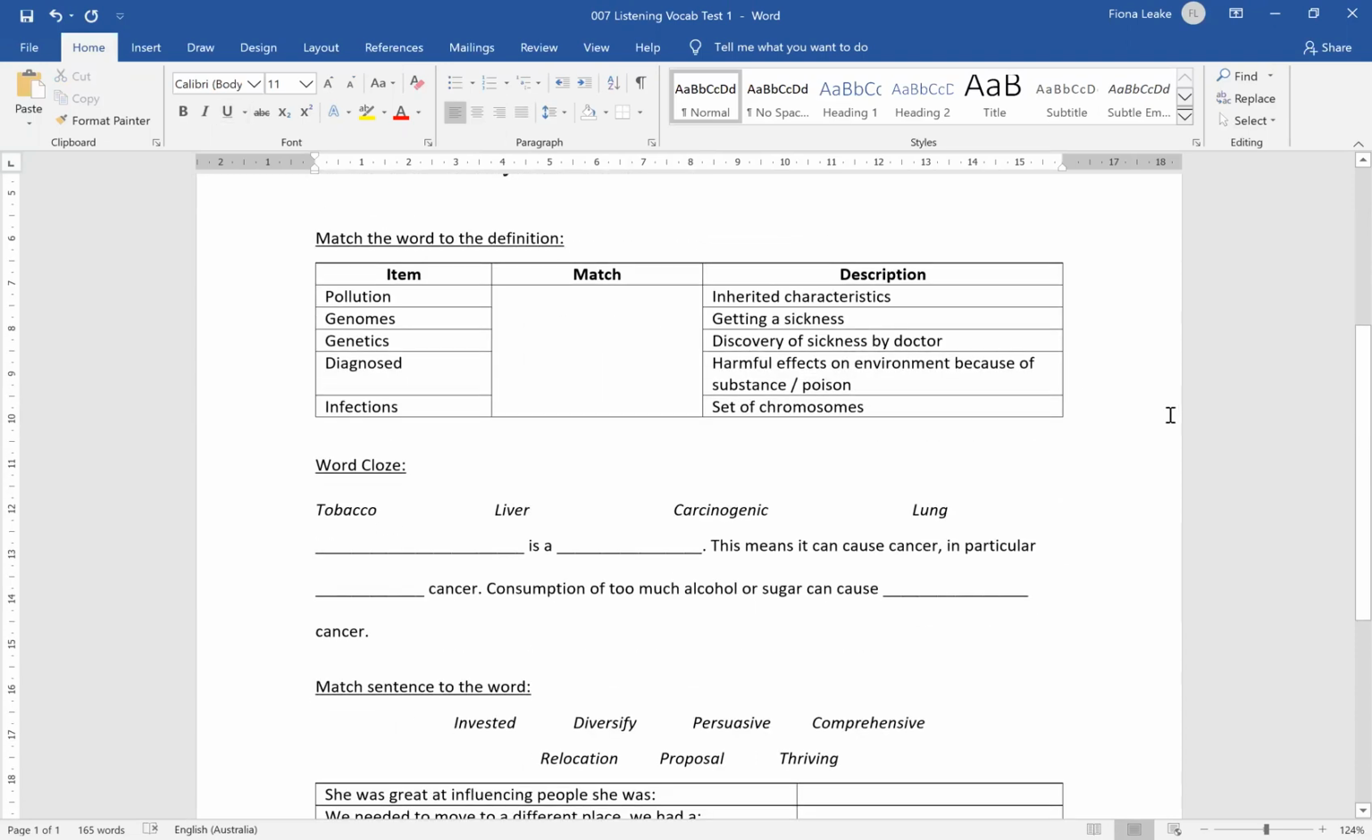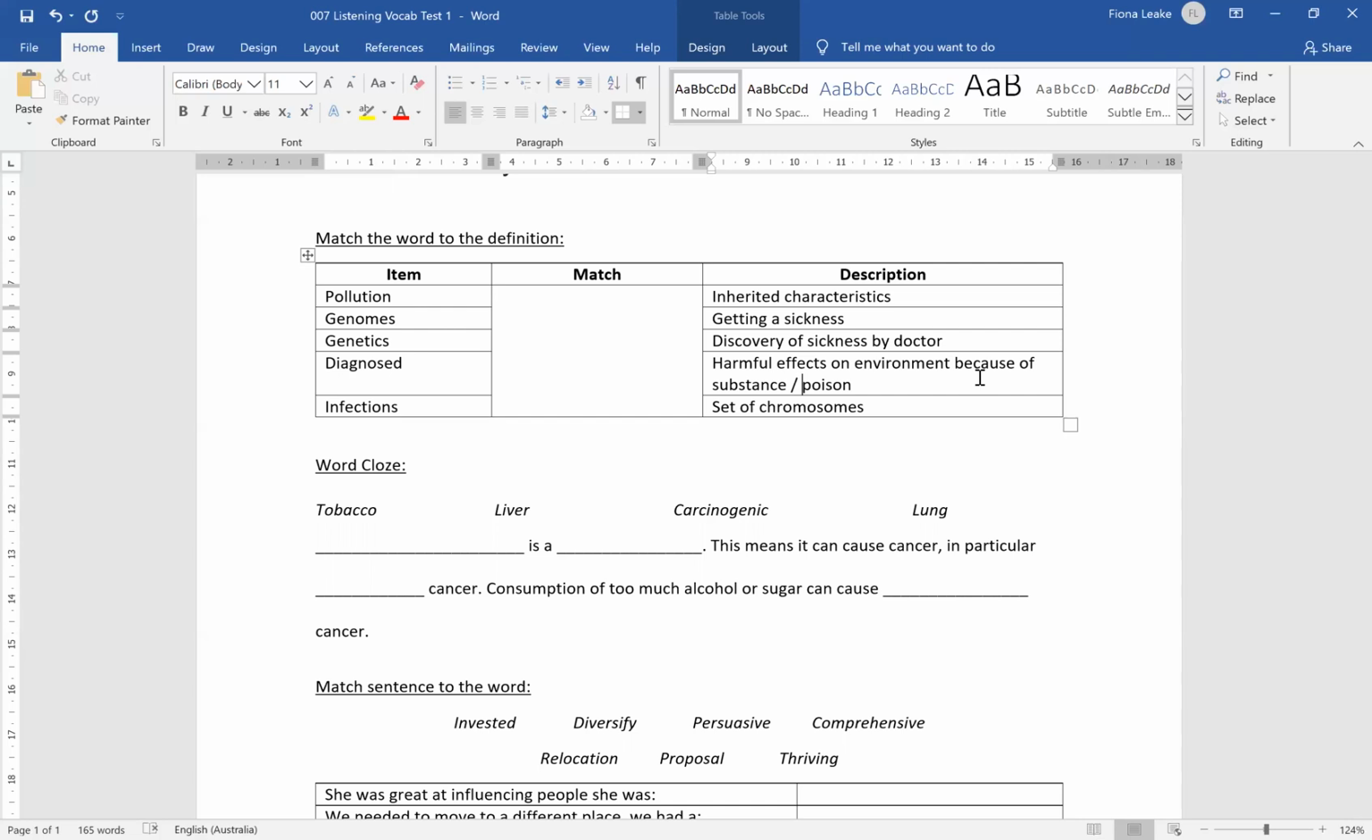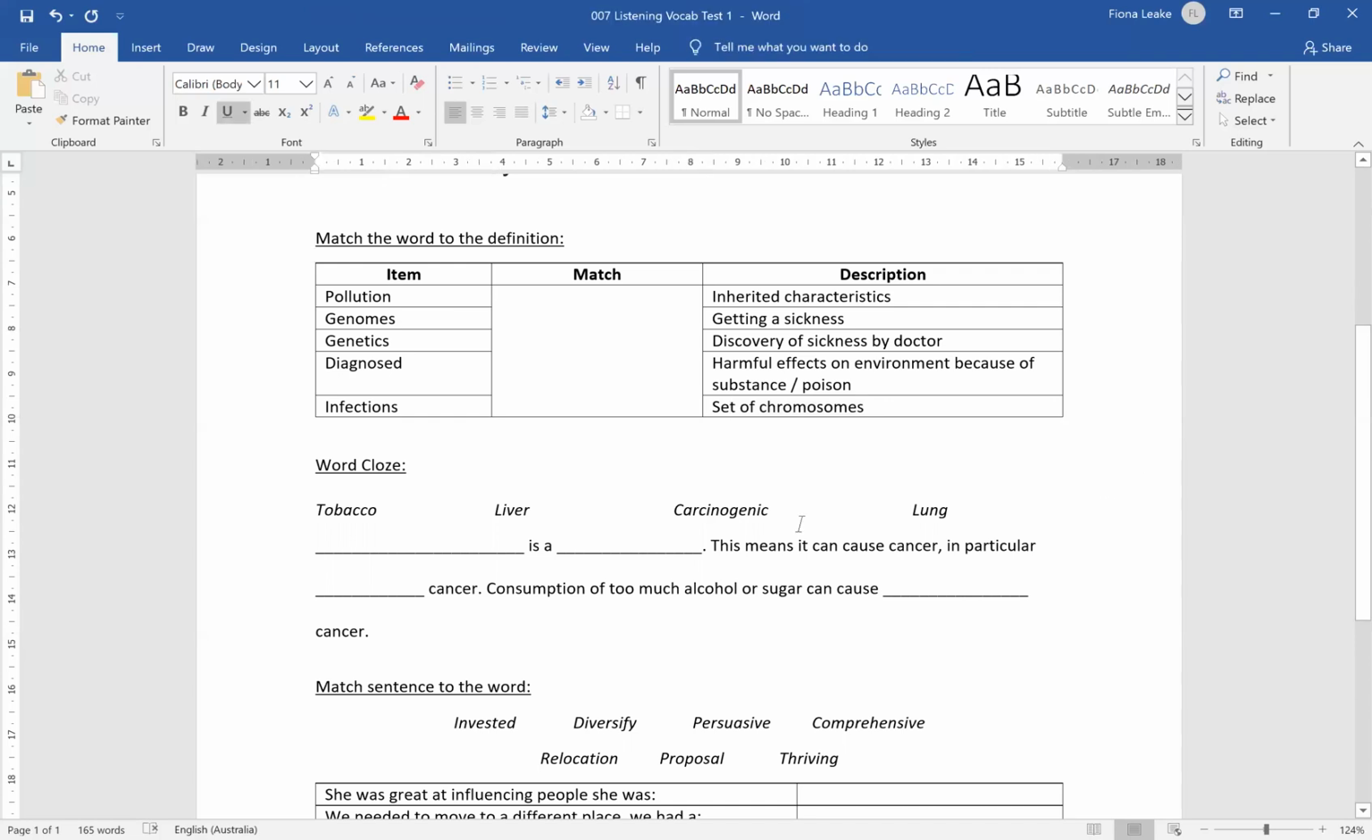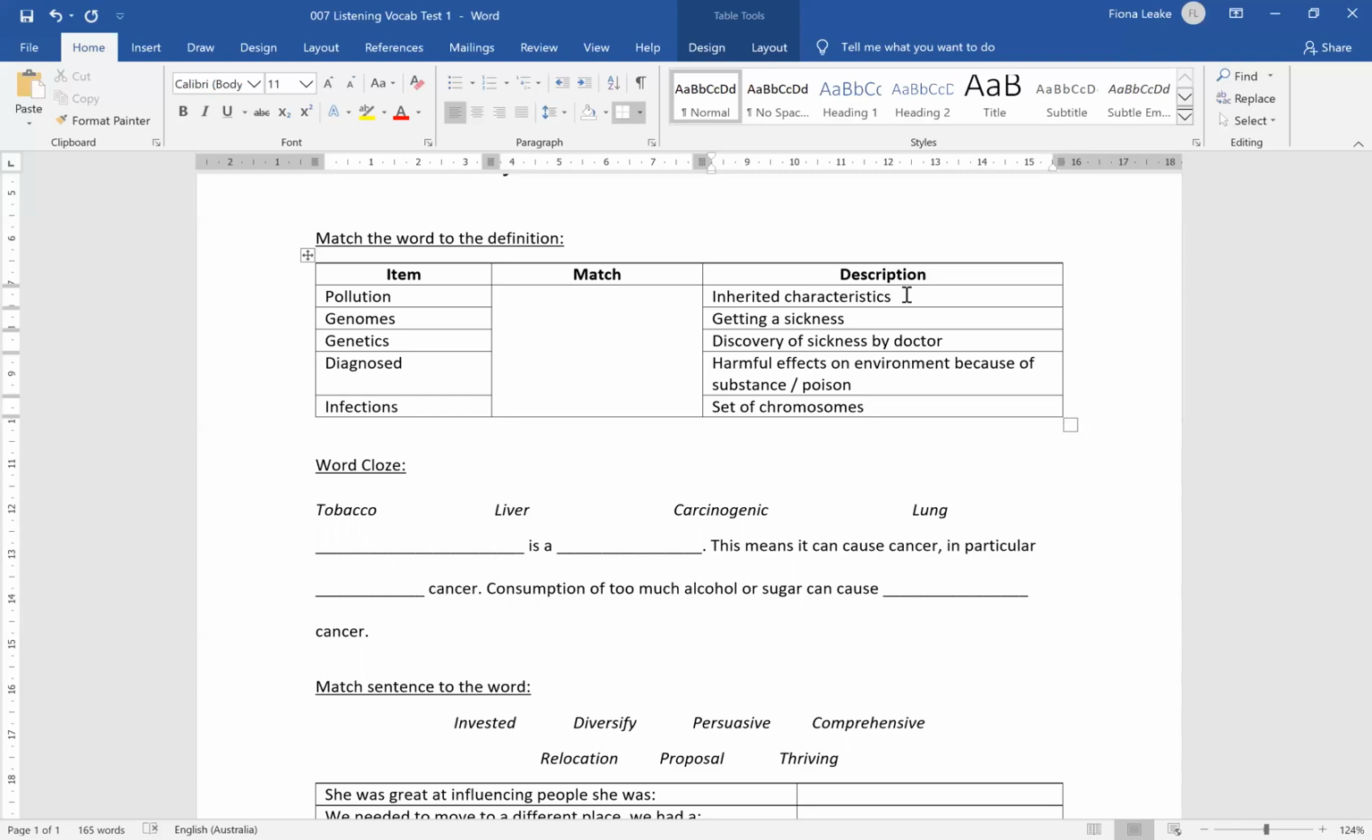Let's go down and match the words to the definition. So pollution is the harmful effects on the environment because of substance or poison. If you've drawn a line from here to here, you've gotten that correct, and that would be 1 mark. Genomes is a set of chromosomes. Genetics are inherited characteristics. For instance, if you wear glasses, it's quite possible that your parents wore glasses, and so you've inherited those genetics, which causes the change in your eyes.